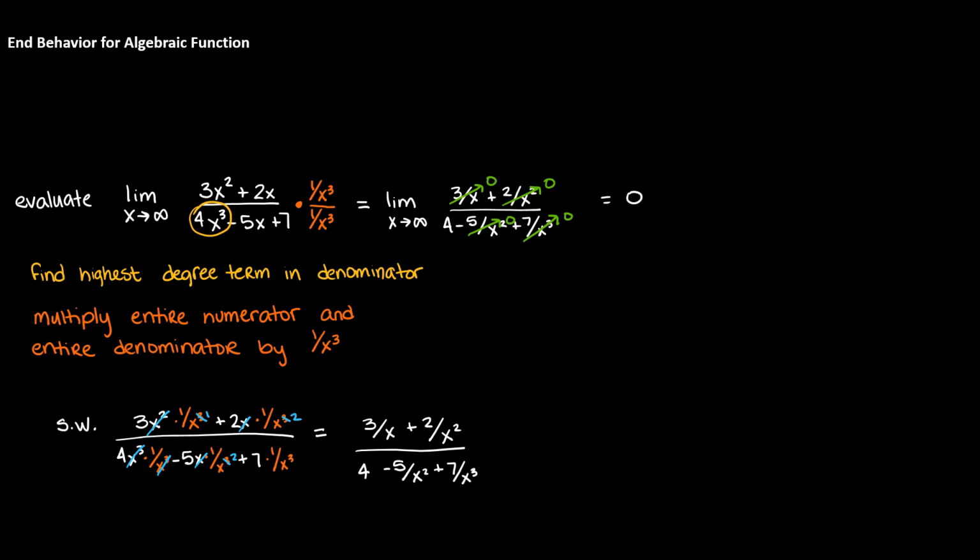In this case, we looked at a function where the degree in the denominator was larger than the degree in the numerator. If that's true, your limit when x is tending to infinity will always be 0.